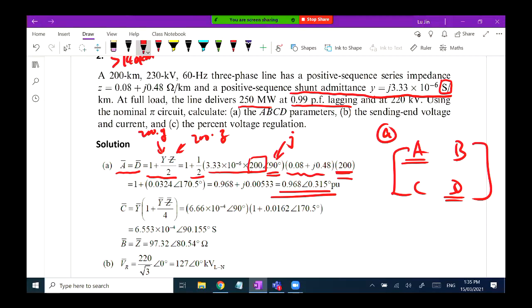And keep going to C. C is equal to this pretty long one. So Y multiplied by 1 plus a quarter of Y times Z. Again, the same issue. Just do the calculation by yourself. Okay, so the result is given here.